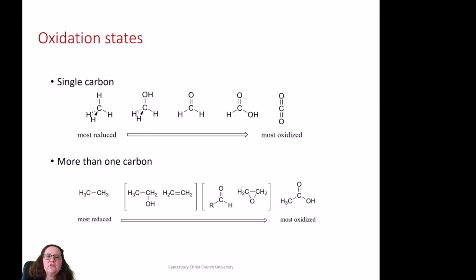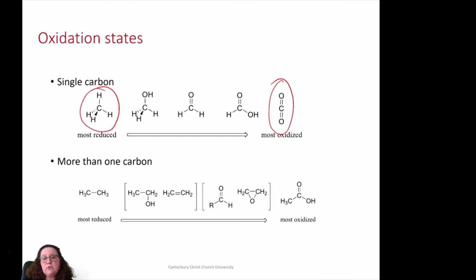So you can think of oxidation states of the carbon, taking into account how many hydrogen atoms are attached to that carbon. If you have one carbon, it can be in the most reduced form, in which all the bonding positions of that carbon are occupied by hydrogens, slowly losing hydrogen atoms until you end up with the most oxidized species you can have with one carbon atom, which is CO2. None of the positions is occupied by a hydrogen.